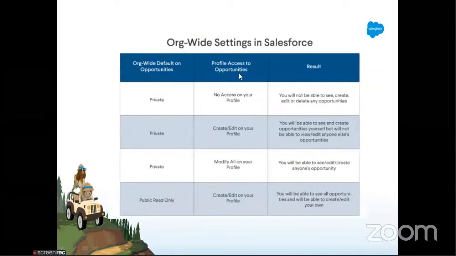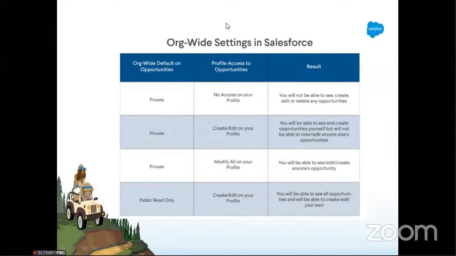Now, here is one example. Suppose the opportunity object. Basically, we have two things: organization-wide default and profile. We are taking the example of opportunity. In OWD, it is set as private, and in the profile, there is no access. That means you will not be able to see, create, edit, or delete any of the opportunity records. In OWD, if it is private, and in the opportunity you set the profile as create and edit.